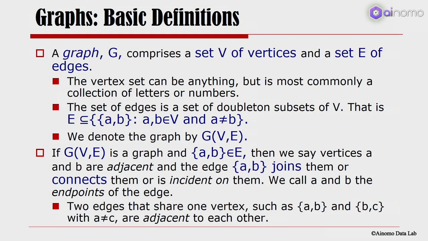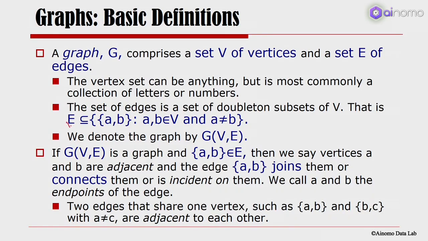The vertices can be anything, but are most commonly a collection of letters or numbers. That's the representation. And the set of edges is a set of doubleton subsets of V. That is, E is a group of subsets {A, B}, where A and B belong to the vertices and A is not equal to B. Usually the graph is denoted as a two-tuple G = (V, E).